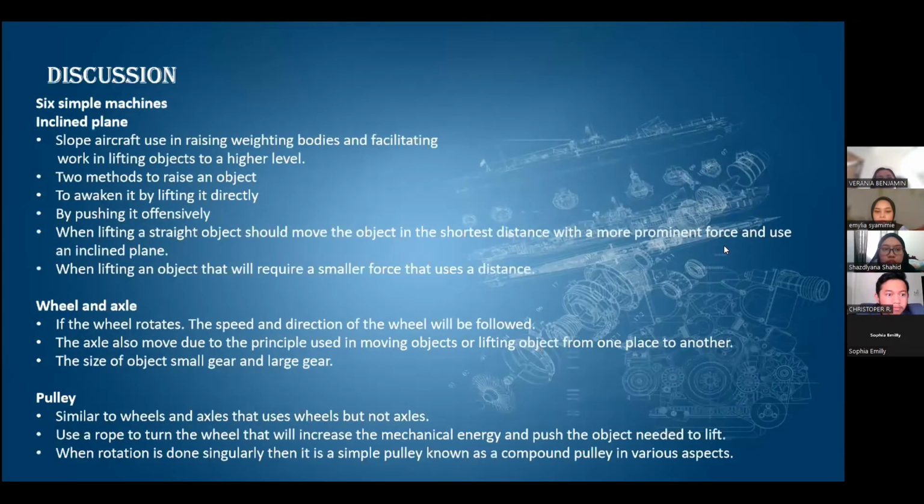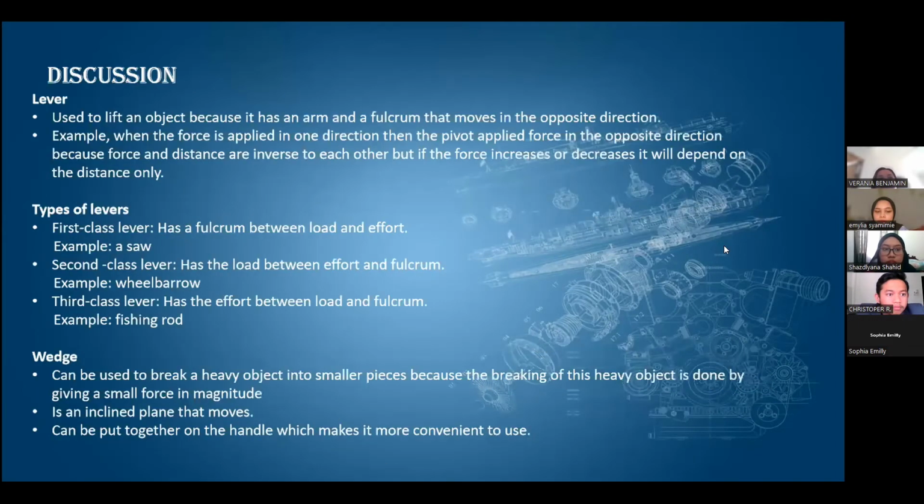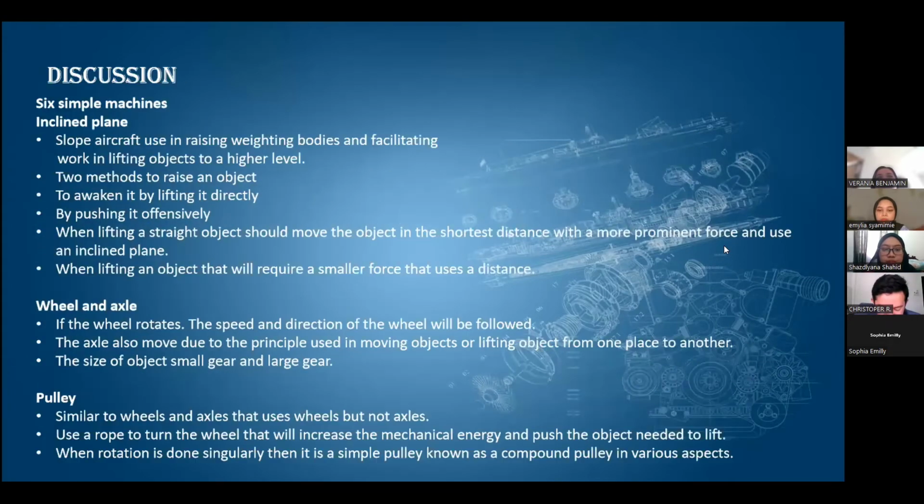Thank you, Shamimi. My name is Verania Benjamin. I will present about discussion and content. First cluster is 6 simple machines. First simple machine is inclined plane. Inclined plane is used in raising, moving bodies and facilitating work in lifting object to a higher level.